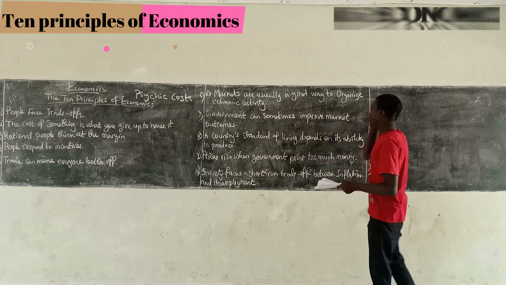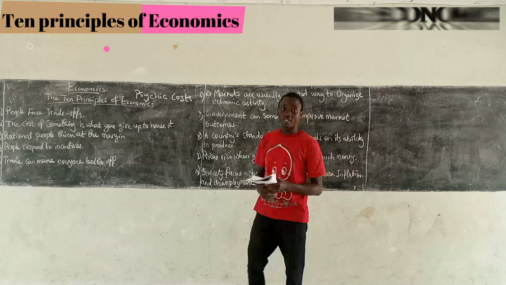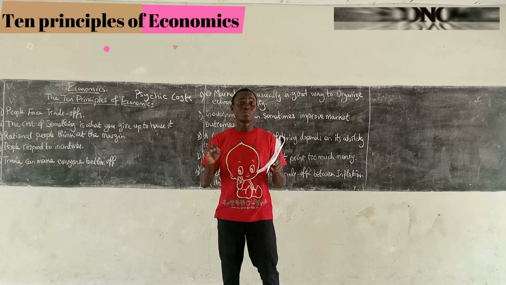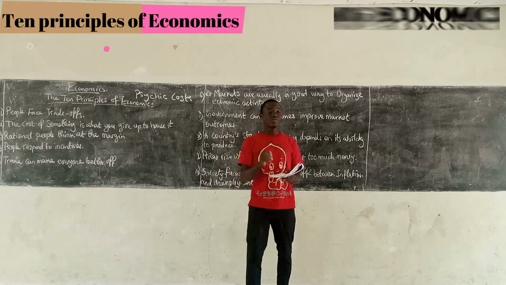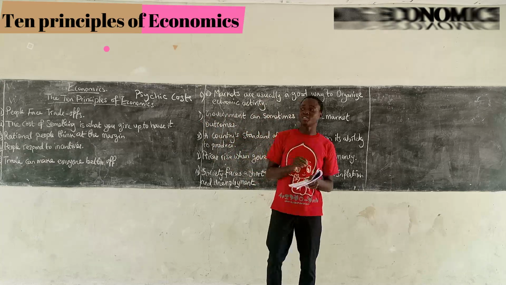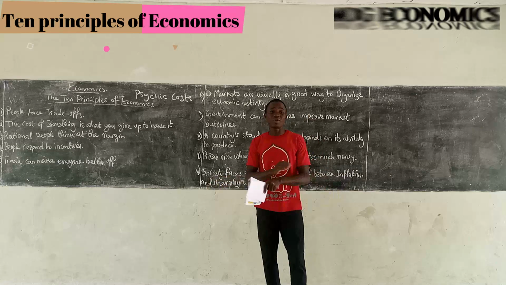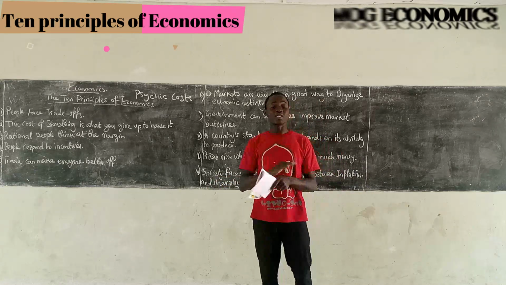Now, number 6, markets are usually a good way to organize economic activity. By now, I want to believe that you don't still think the market is a place where buyers and sellers mix to exchange goods and services. No, that definition should have died in primary school. Market now is more or less a platform, any platform that brings buyers and sellers together for the purpose of a transaction or an exchange.